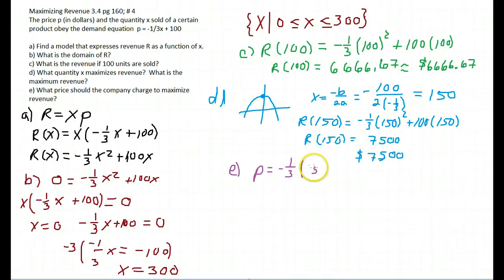So 150 plus 100. Alright, now when we simplify this, we get P equals 50. So the price we should charge is $50. And there we have it.